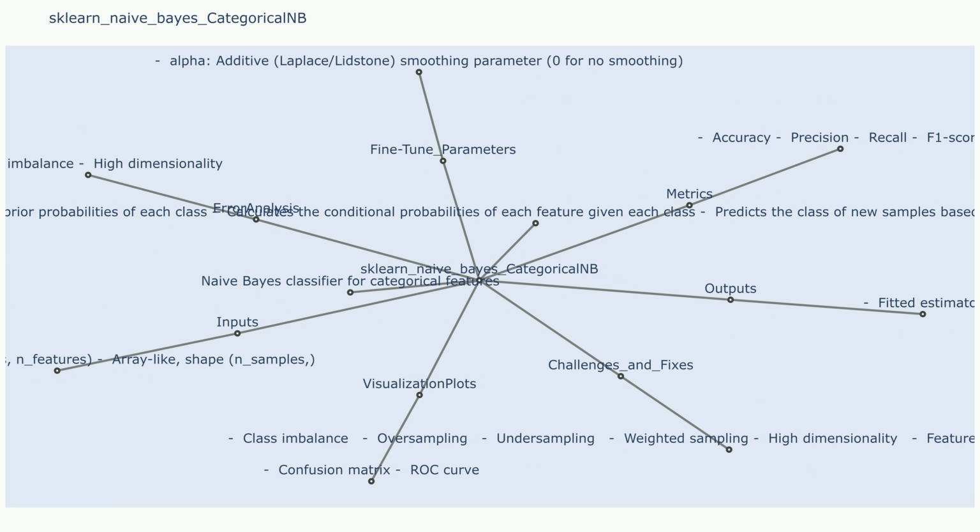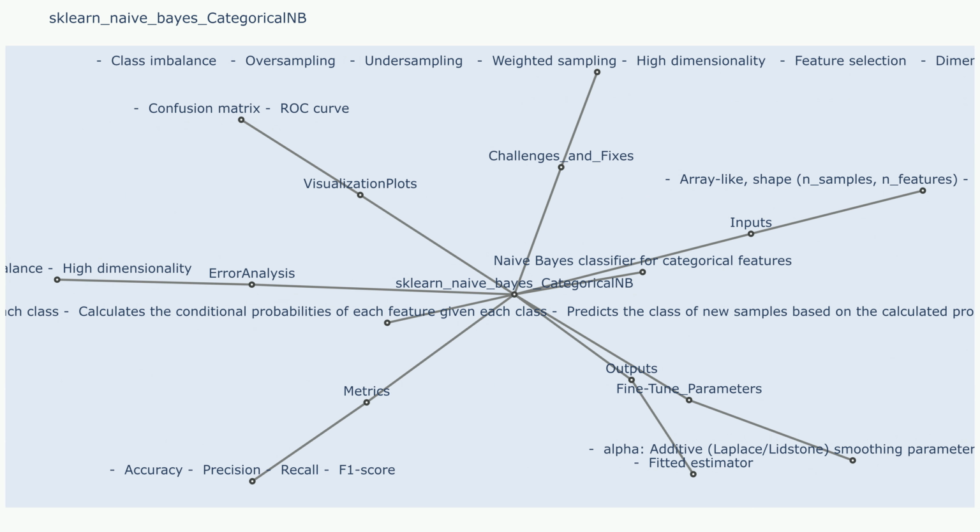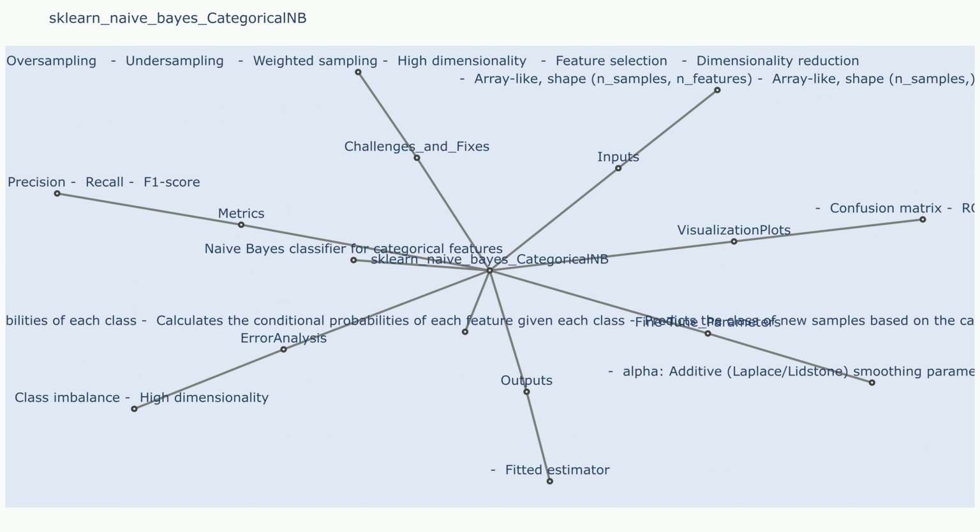Calculate the prior probabilities of each class based on the training data. Calculate the conditional probability of each feature value given each class, using the frequency of each feature value within each class. Prediction phase. For each new sample, calculate the posterior probability of each class using Bayes' theorem, taking into account the prior probabilities and the conditional probabilities of the features in the sample. Assign the class label with the highest posterior probability to the sample.